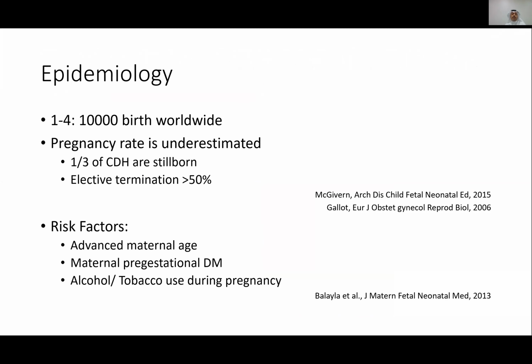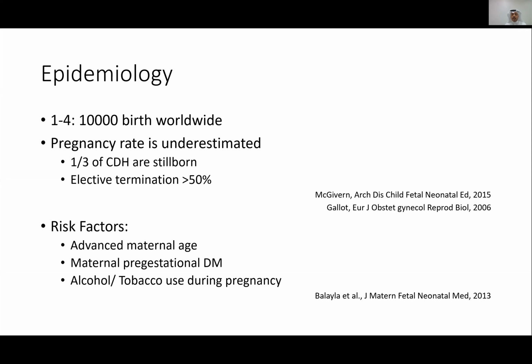When you go to epidemiology, it is 1 to 4 patients in 10,000 live births worldwide. This is the prevalence of CDH. But there's something called hidden mortality for those patients, where about a third of these CDH patients are actually stillborn, and there's about 50% elective termination in all CDH babies. So we think that probably the prevalence is much higher than that.